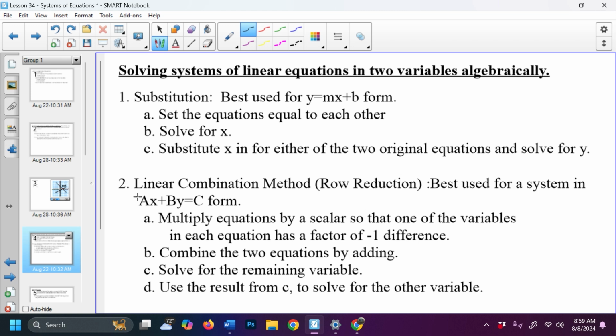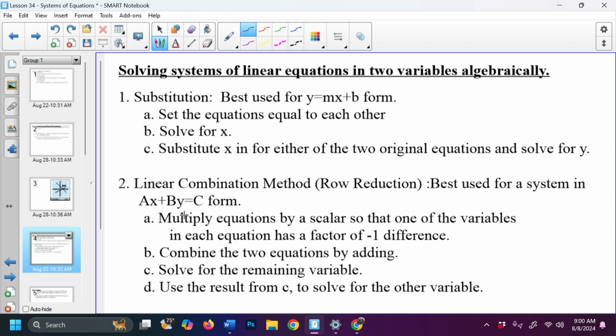Now, the linear combination method, which is often called row reduction, is best used for a system in the form of ax plus by equal to c. And so what we'll do with this one is we will multiply the equations by a scalar so that one of the variables in the equations has coefficients that differ by a factor of -1. And you can either do that with the x's or with the y's.